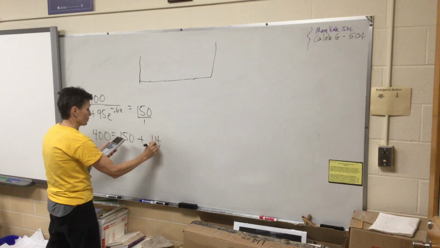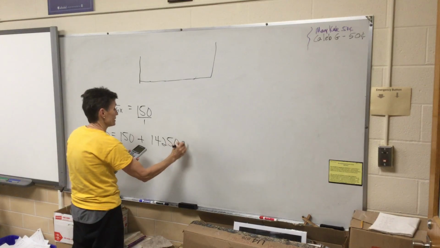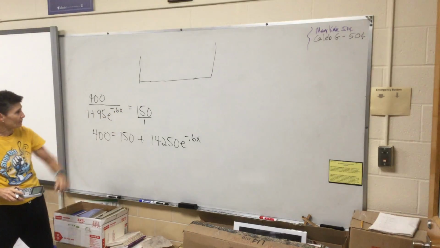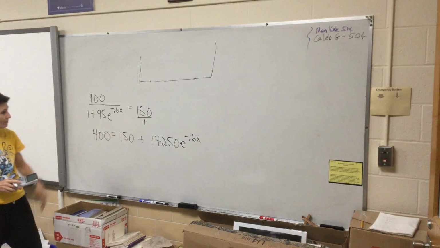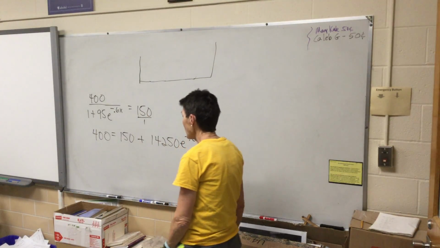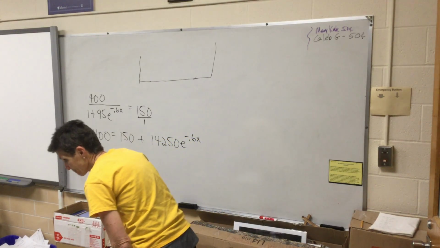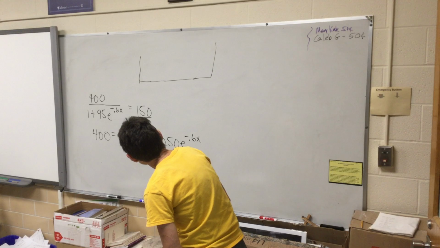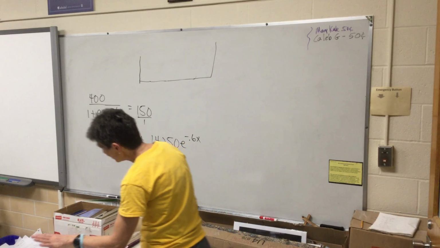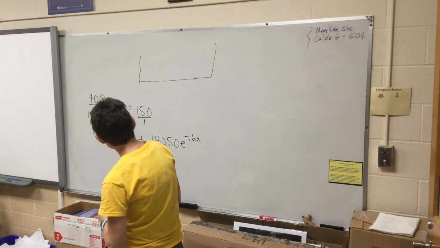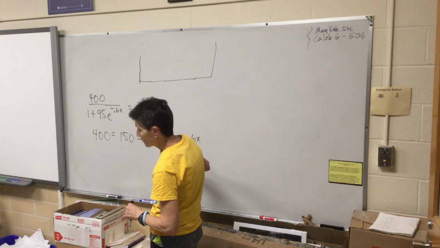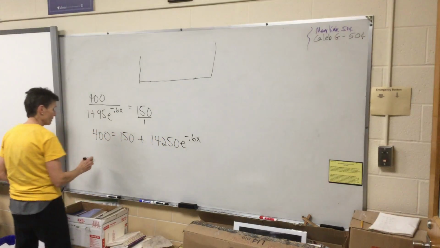So 14250 e to the negative 0.6x. So we did exactly what Josh said. We got rid of our denominator by distributing it with the 150. Beautiful. Okay, Michael, do you have a thought about the next step? No, I forget. Okay, well, don't make it hard. This is just a normal equation, Michael. If I want to get this by itself, what am I going to need to do? Minus the 150. Absolutely. We're going to subtract that 150 over here.